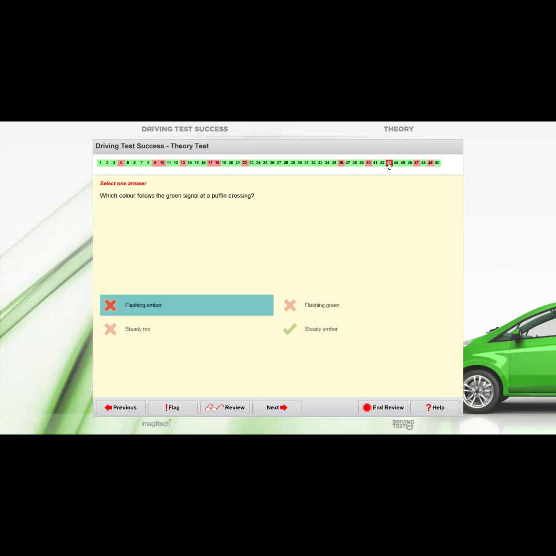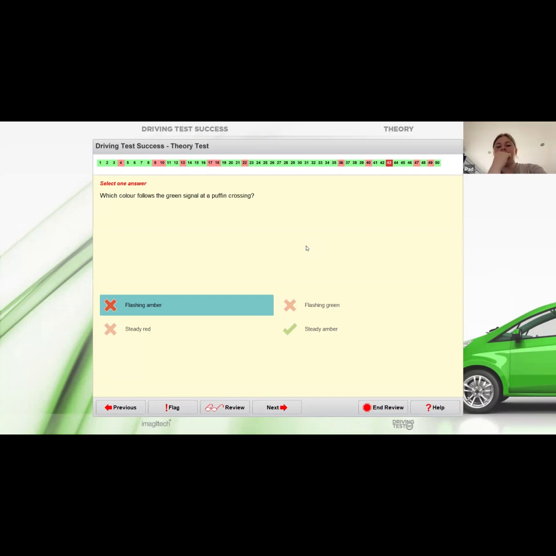Anyway, what color follows the green? You get caught with this one, because the only time you see flashing amber, and this will cut to the chase with all your traffic lights, you never see flashing amber except on one crossing. It's a pelican. So they can ask you about puffin crossings, zebra crossings, toucan crossings. They could ask you about crossings that you've never heard of. You'll never see a flashing amber light on any other crossing but a pelican crossing.